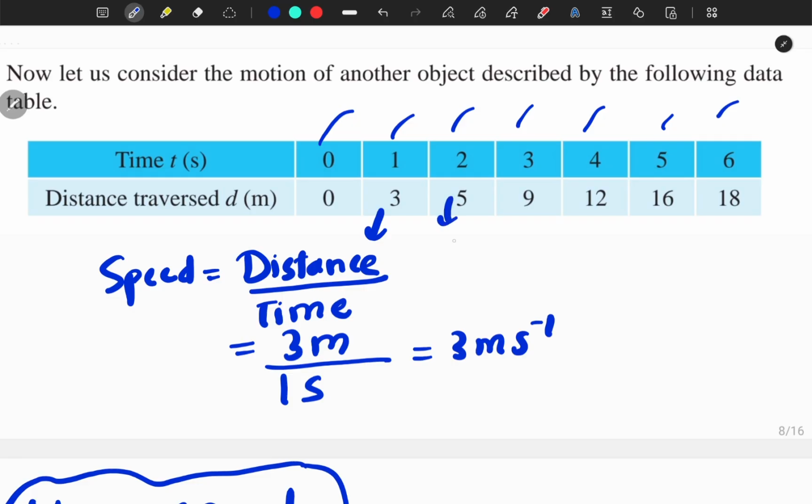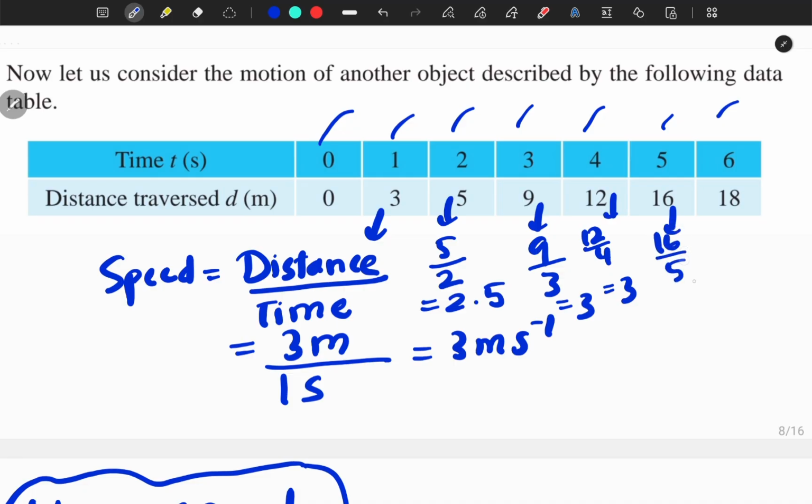Likewise if you do the same for here, distance is 5 and the time is 2, so this becomes 2.5. Here 9/3 it's become 3. Here 12/4 again 3. 16/5 and here the 18/6. You can observe in the 16/5 case, it's become 3.2, right?